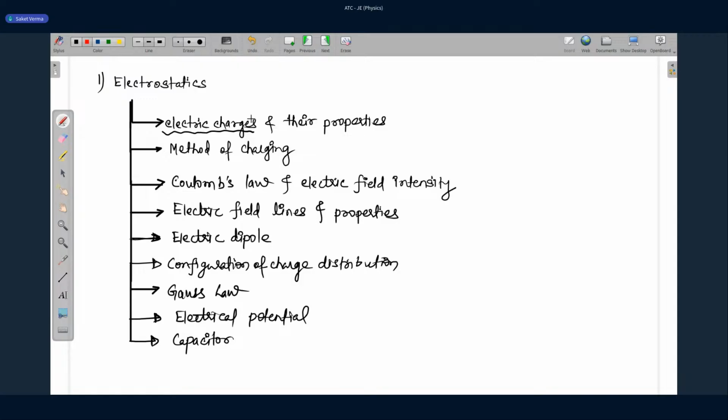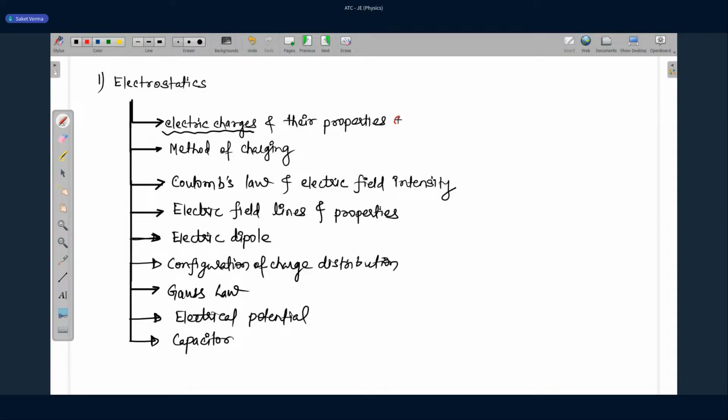Electric charges are basically conserved, that is, the total charge in the universe remains constant. And electric charge is quantized. So in all macroscopic considerations, charge always exists as an integral multiple. It will not be a fraction, it will always be an integral multiple of the electronic charge. So we define the charge as q equals ne.